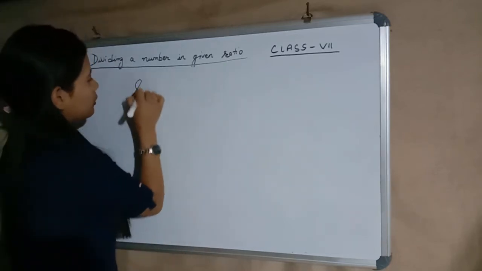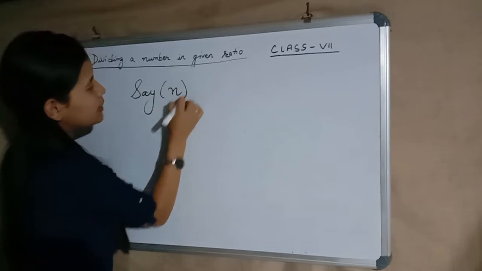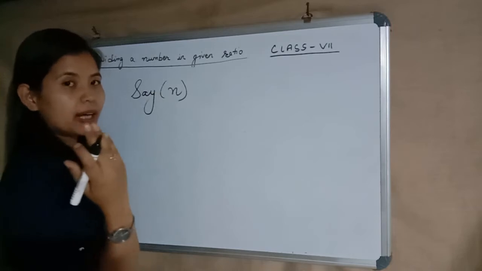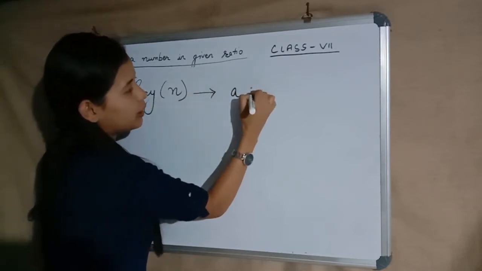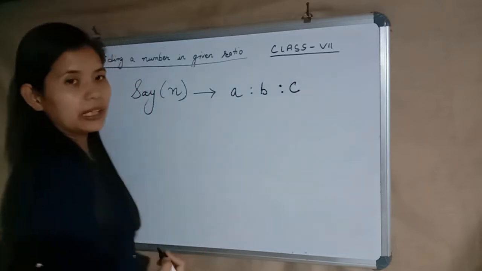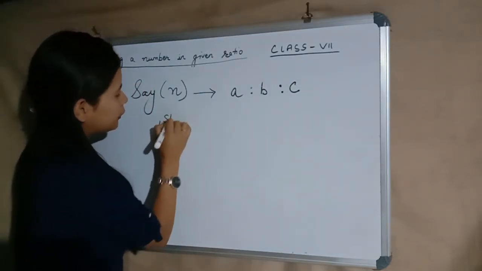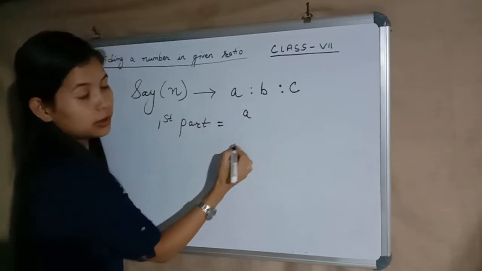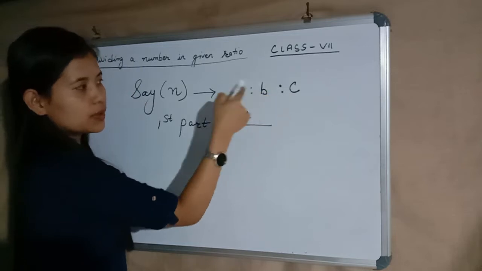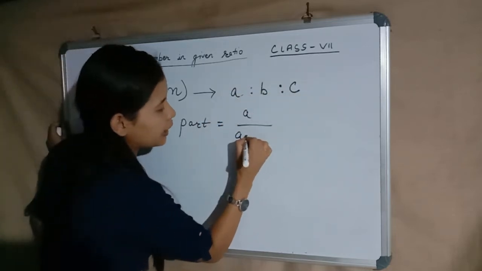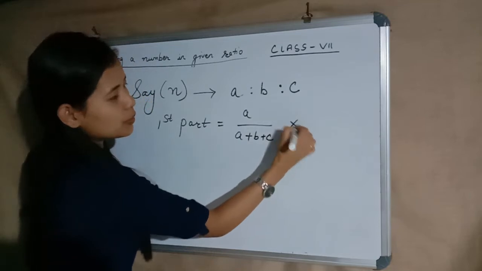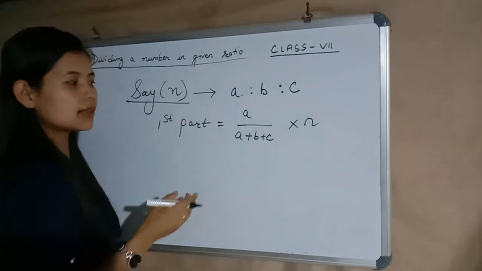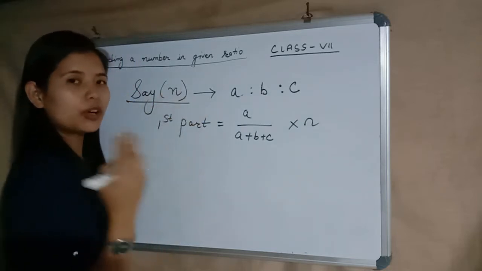Suppose I have a number, say n. I want to divide this number into three parts in the given ratio, A is to B is to C. Then the first part will be given by the first ratio divided by the sum of ratios, that is all three ratios summed, A plus B plus C, into the number that is to be divided, that is n. It is the same as we did for two parts.